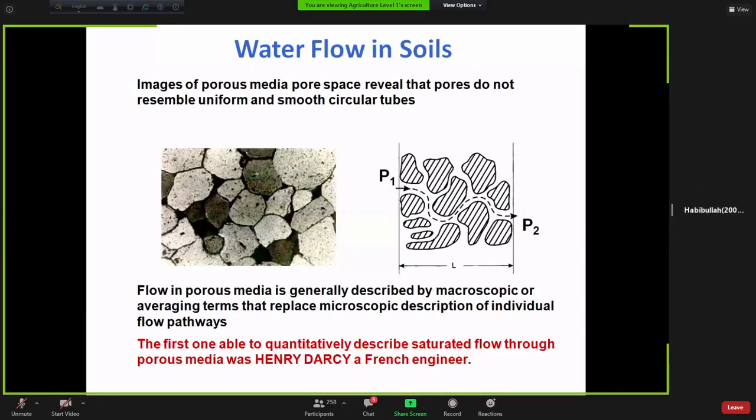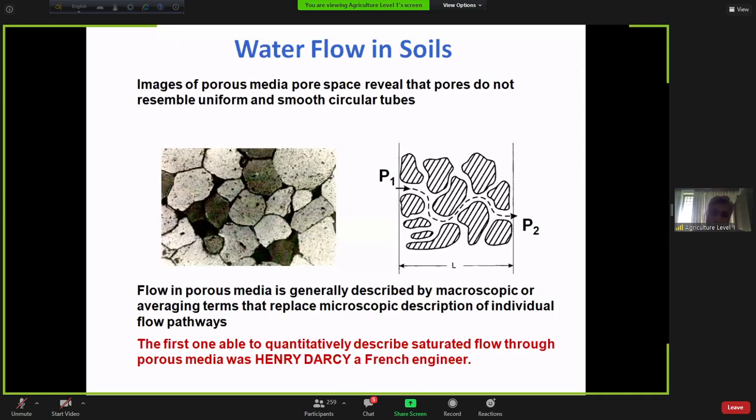Because of negative suction. Straightforward question. Because of negative suction, or because of the movement of water from its low potential to high potential, low tension to high tension. So low to high, when normally it should move from high to low.